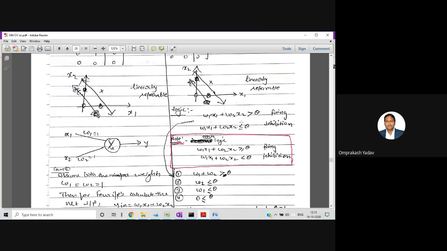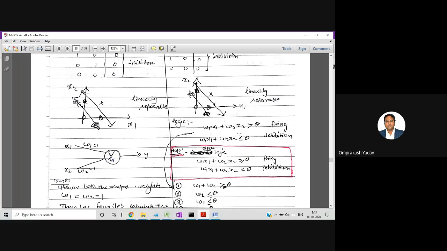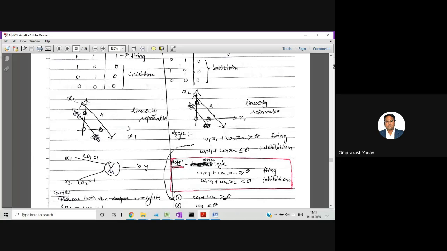So it's up to you what logic you are deciding. Suppose we are deciding this particular logic, the firing condition and inhibitory condition: W1 x1 plus W2 x2 should be greater than theta, then we will say this is a firing condition. And W1 x1 plus W2 x2 should be less than or equal to theta for the inhibitory condition. This simple logic we have applied. Now we are going to test it.